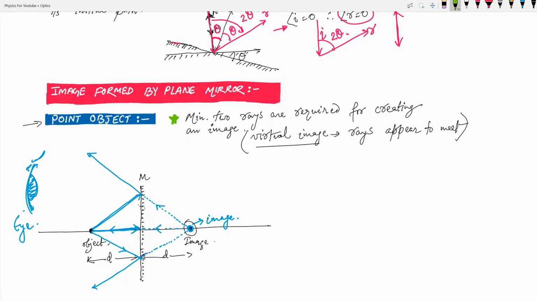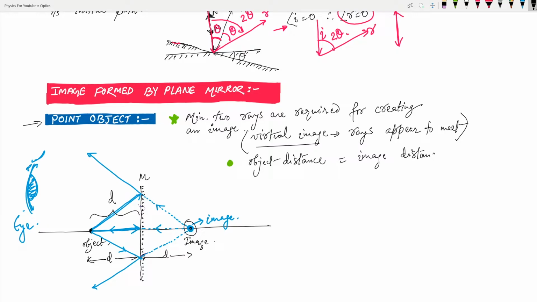Once the concept of virtual image is clear, now let's move on to the next point. We know that the object distance, that is this distance d, that is the object distance, should be equal to the image distance.